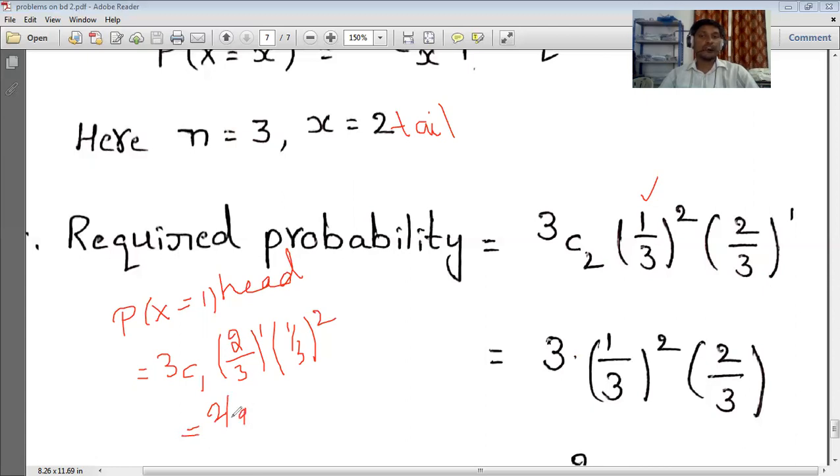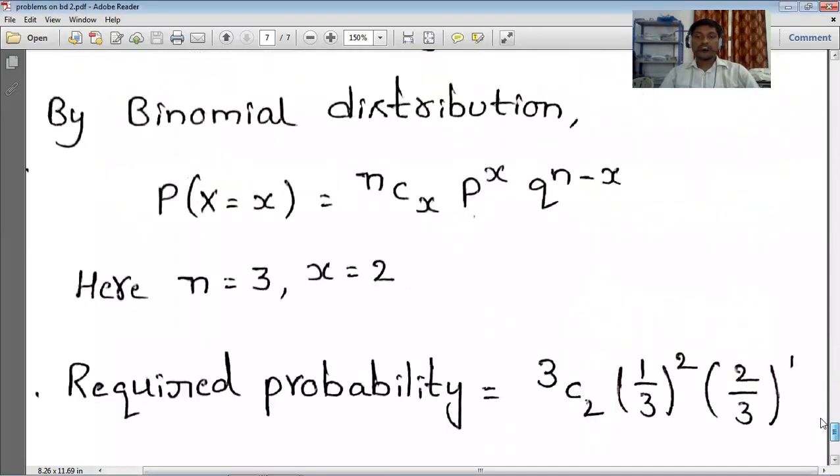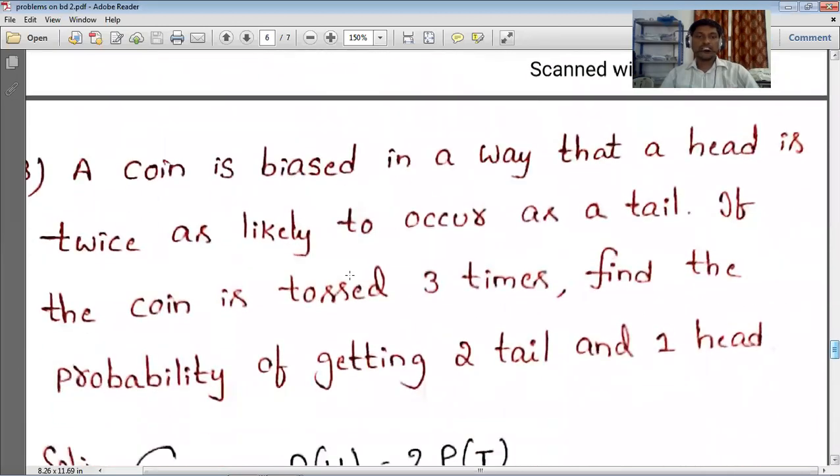Okay, so very important. First, what they mentioned in the problem, that is what we chose here, and we got 2 by 9. The problem says a coin is biased. So again, see that biased is nothing but there is no equal possibility of getting heads and tails. That's why they mentioned clearly that head is twice as likely to occur as a tail. So it means P of h is equal to 2 into P of t, and they gave that. Then we are going to calculate the probability of getting 2 tails and 1 head.